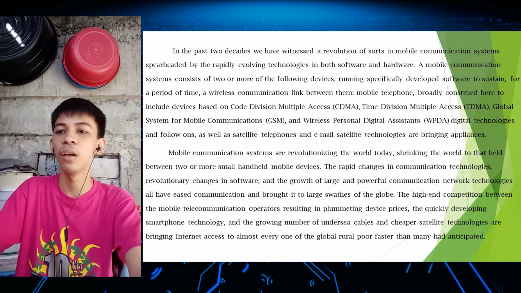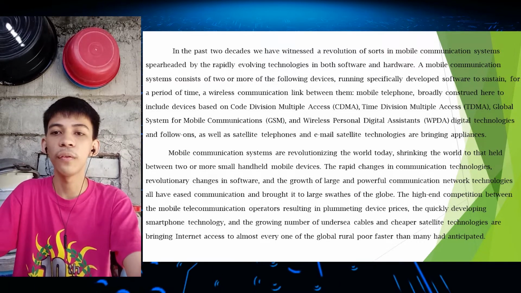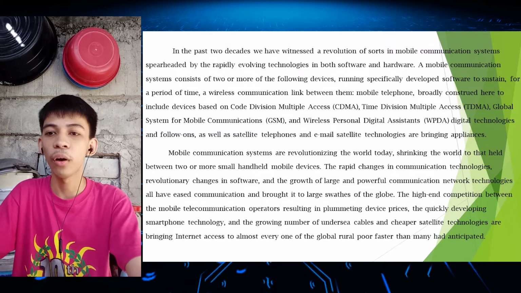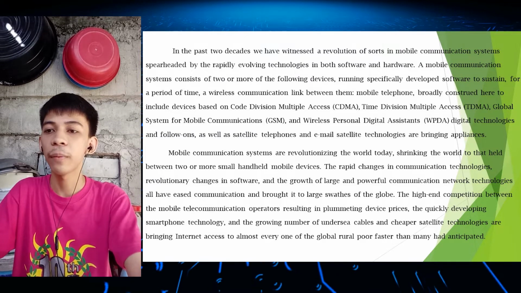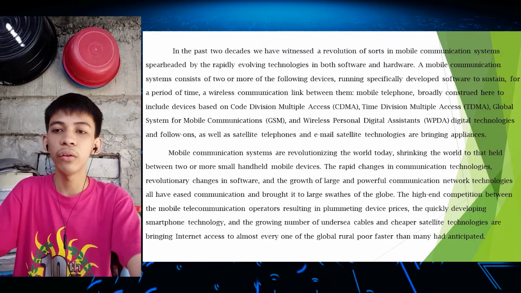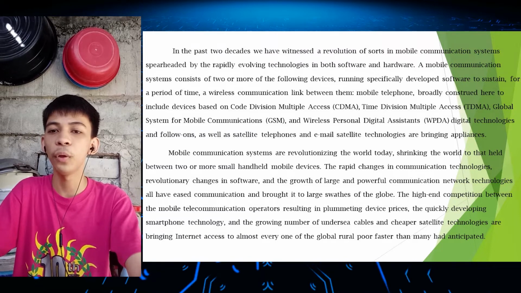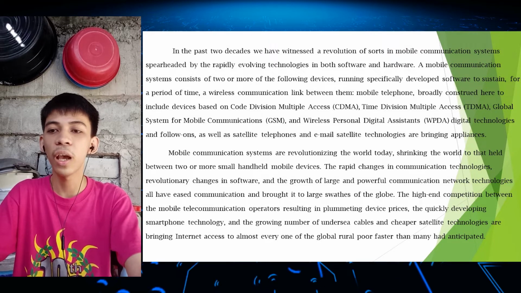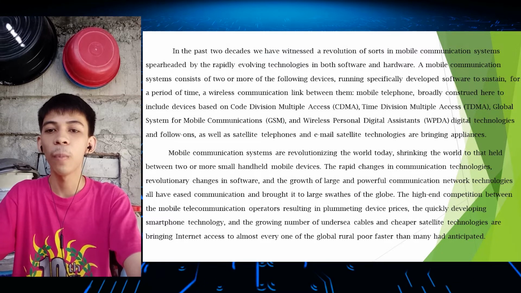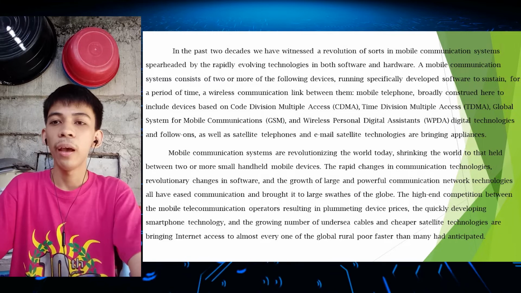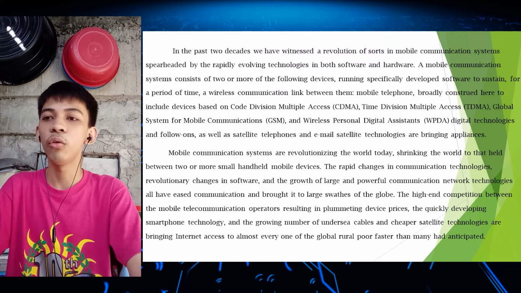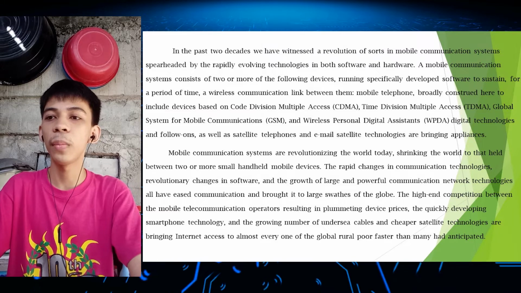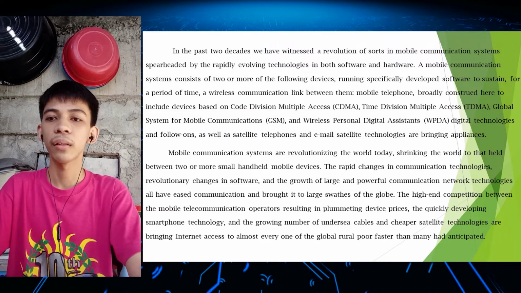A mobile communication system consists of two or more of the following devices, running specifically developed software to sustain, for a period of time, a wireless communication link between them, like mobile telephone, broadly construed here to include devices based on code division multiple access, or CDMA, time division multiple access, or TDMA, global system for mobile communications, or GSM, and wireless personal digital assistants, or WPDA, digital technologies and follow-ons, as well as satellite telephones and emails. Satellite technologies are bringing appliances.